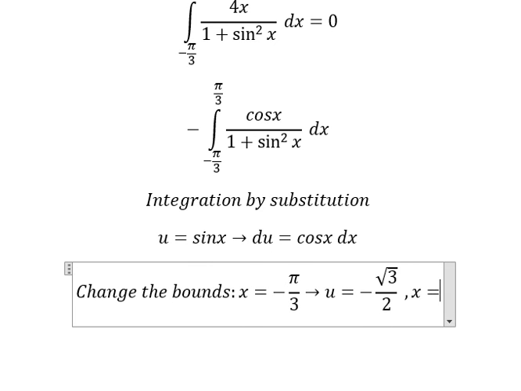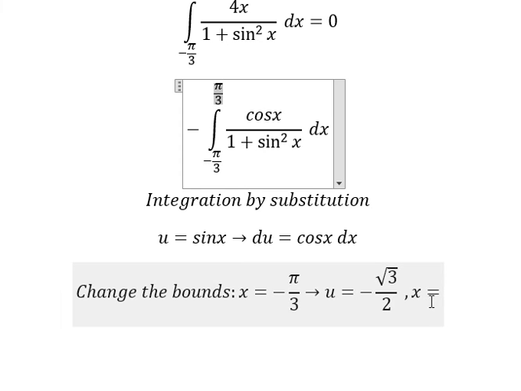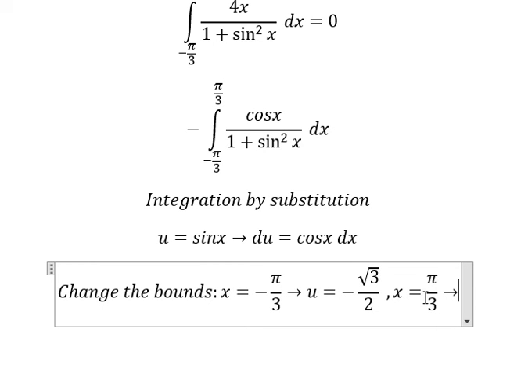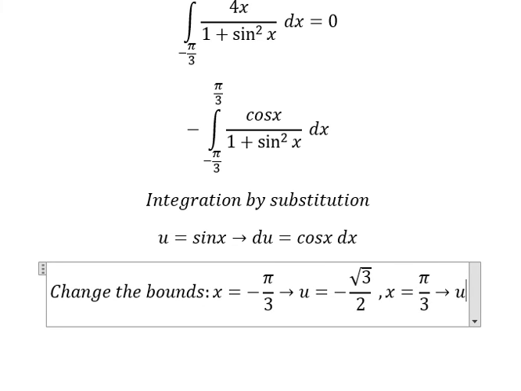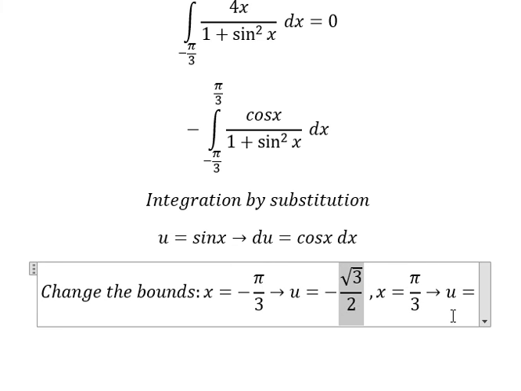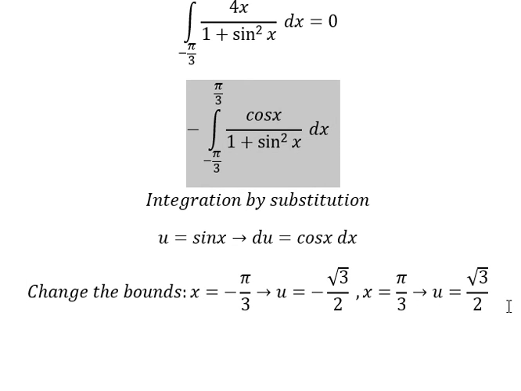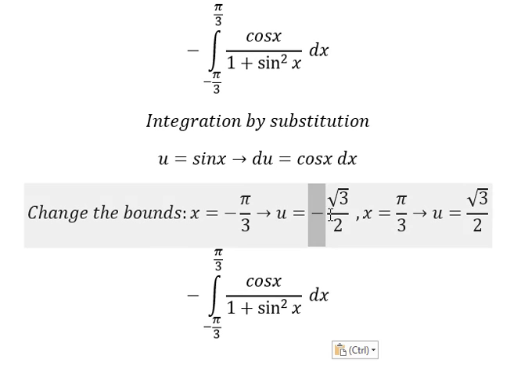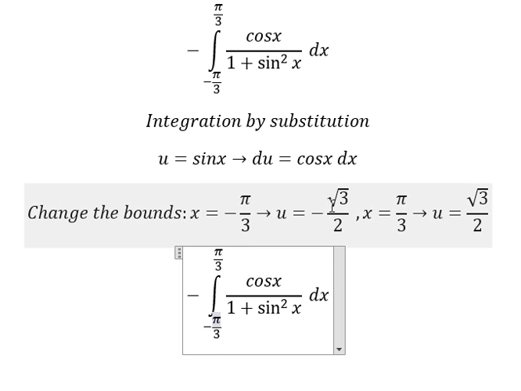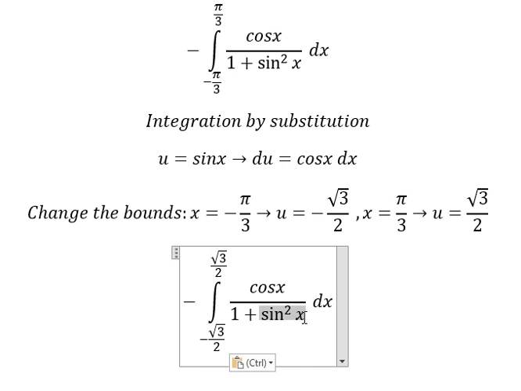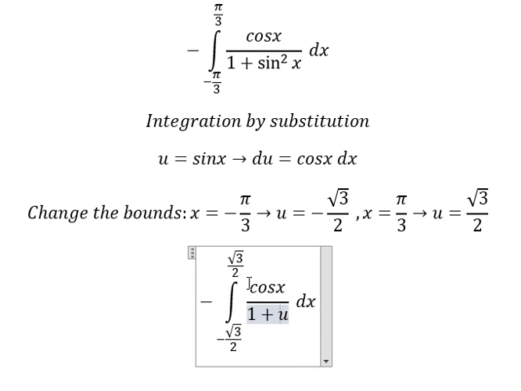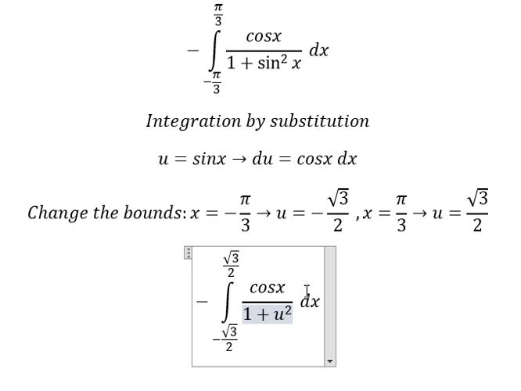When s equals pi over 3, we put this one in here. So we have u equals the square root of 3 over 2. So I will put this one in here, and this one in here. Sin s we change to u. Cosine s ds we change to du.